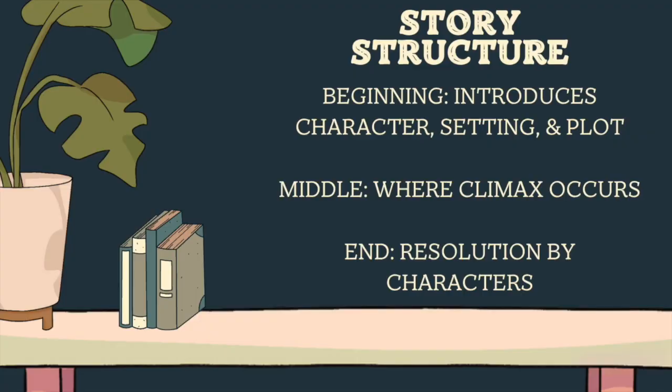Now let's go over the structure of a story. A story has three main parts: a beginning, a middle, and an end. The beginning of the story often introduces the setting, characters, and plot that will soon unfold. The middle of the story is where the climax or turning point of the story occurs. Finally, the end is where the plot comes to an end, with a resolution often made by the characters.